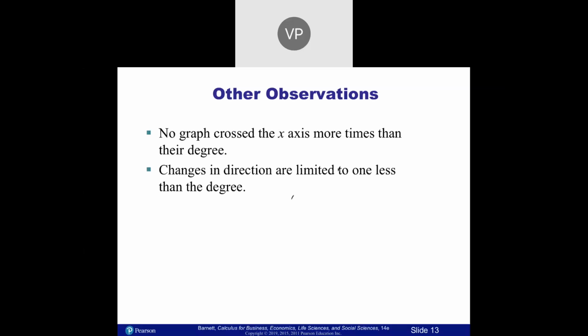Then the other one, I love this one. Changes in direction are limited to 1 less than the degree. So if I had a function like this, something like that, it has a degree of 4 from that highest power. What that means is if you subtract 1 from it, n minus 1 equals 4 minus 1, this is the maximum changes in direction. I'm going to call it turns.